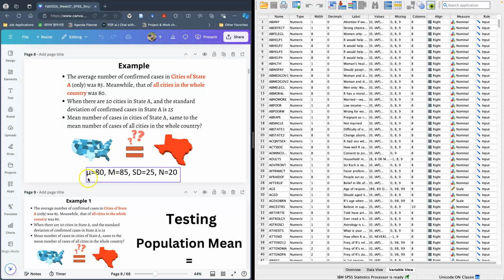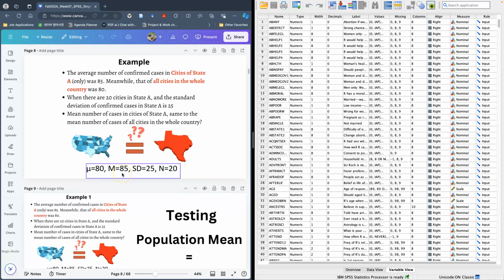But we know the mu, the Greek letter mu, means the population mean. And averagely, in all the cities of the United States, there were 80 cases as the population mean. But in state A, possibly, I randomly selected in the state, there were 85 cases in the cities of state A. So the issue is, anyway, we are not using manual calculation.